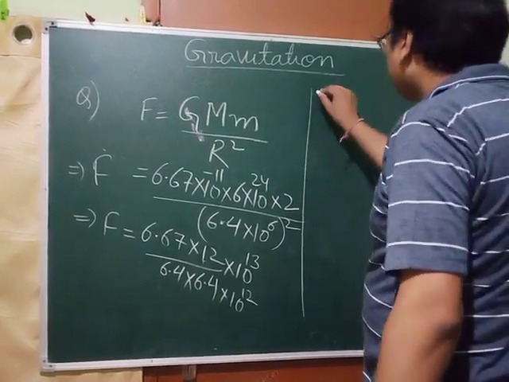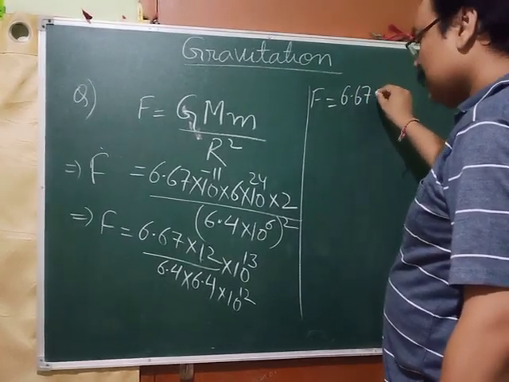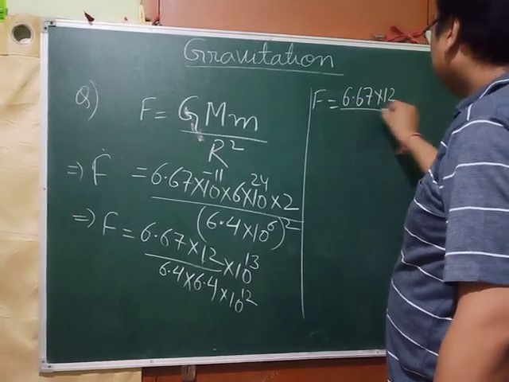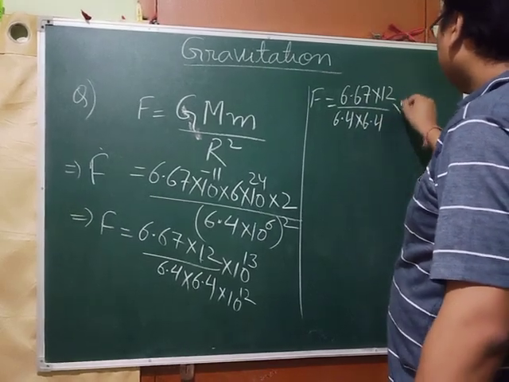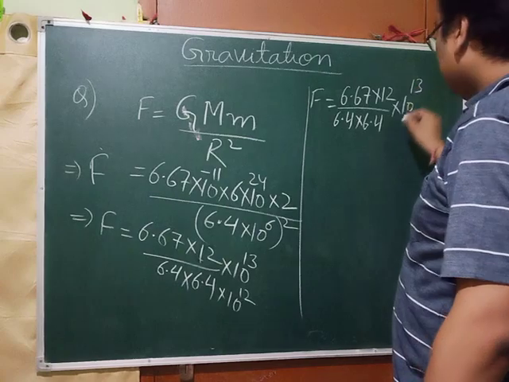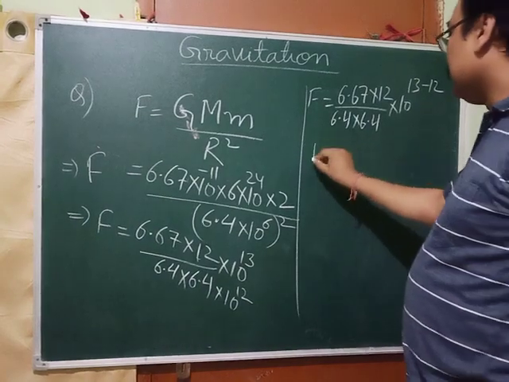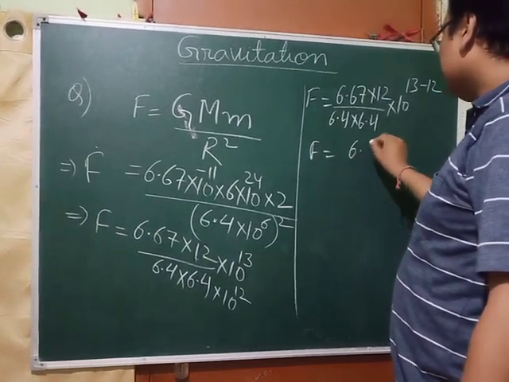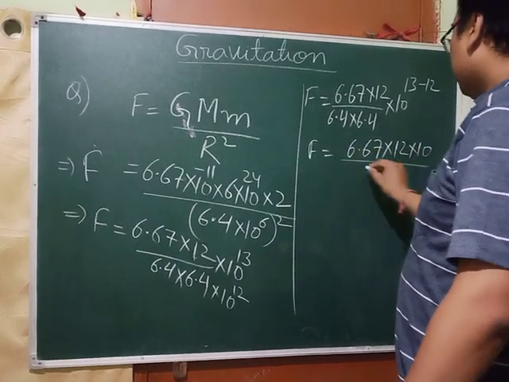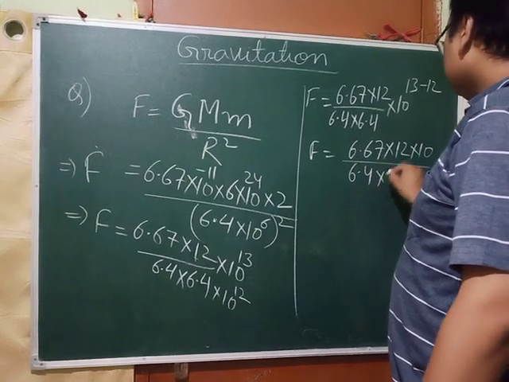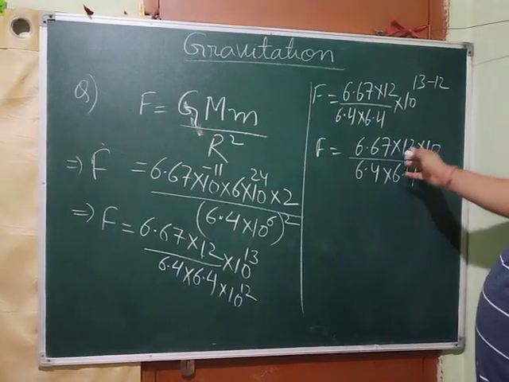So F will be equals to 6.67 into 12 by 6.4 into 6.4 into 10 raised to the power, it was 13 and that has come up, so minus 12. Okay, so we are going to get 10. So F is equals to 6.67 into 12 into 10 upon 6.4 into 6.4. Okay, now can we cancel this 6.4 with 12?